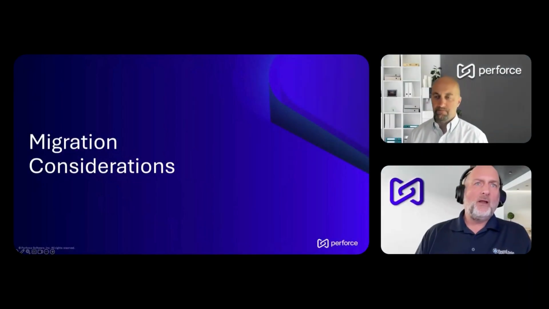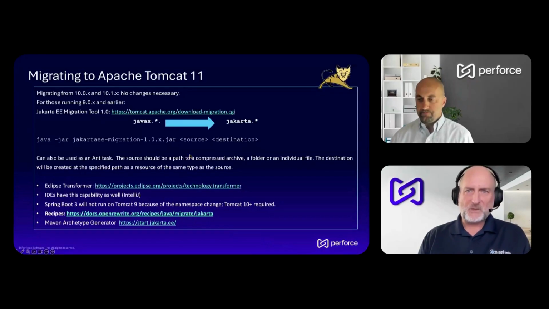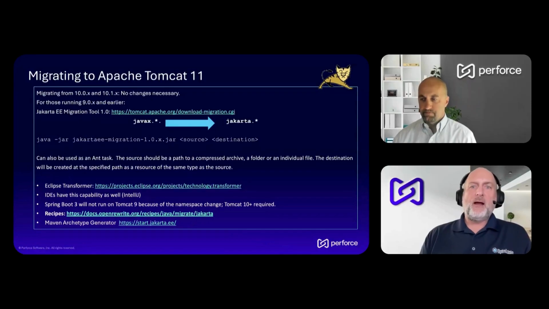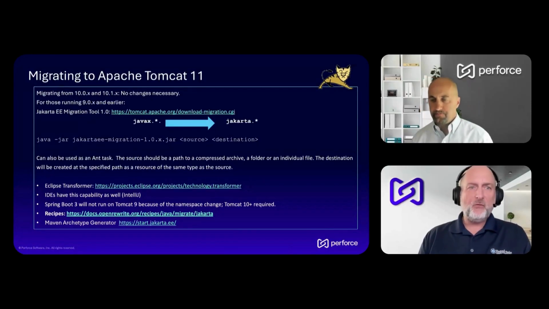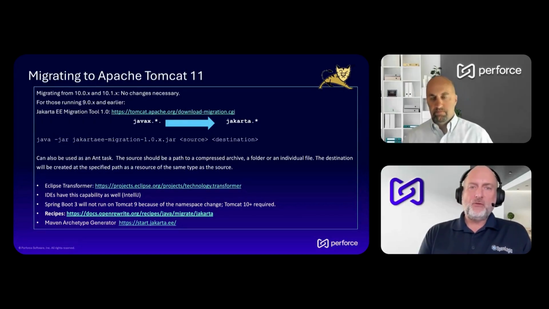Okay, what do I need to do to migrate to Apache Tomcat 11 and Jakarta EE 11? Well, there are tools available out there for you. The Apache Tomcat community does provide a tool that is command line driven. All it does is look at your source code, look for any instances of javax.*, and migrate that over to jakarta.*.